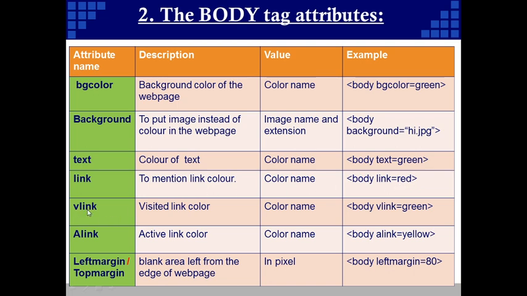Same thing, vlink stands for visited link. When you click on any link, that link becomes visited. Then there is alink, the active link. When you move your mouse on any link on the web page, the link color will change to the color that you mention here. Look here, body alink equal to yellow. So when you move your mouse on the link, the color will change into yellow. That is called the link becoming active.